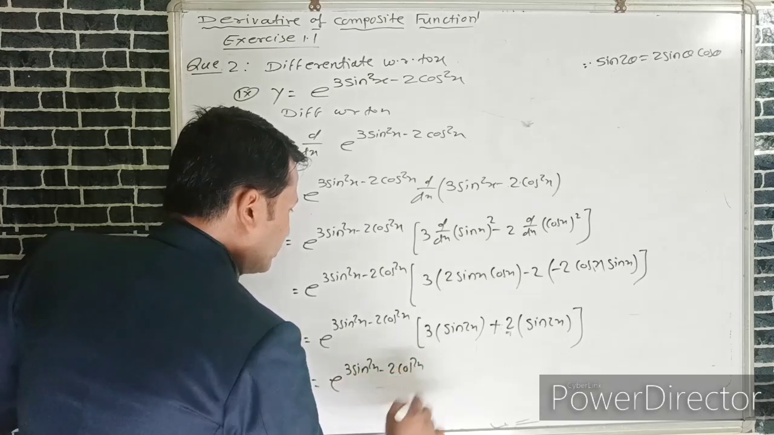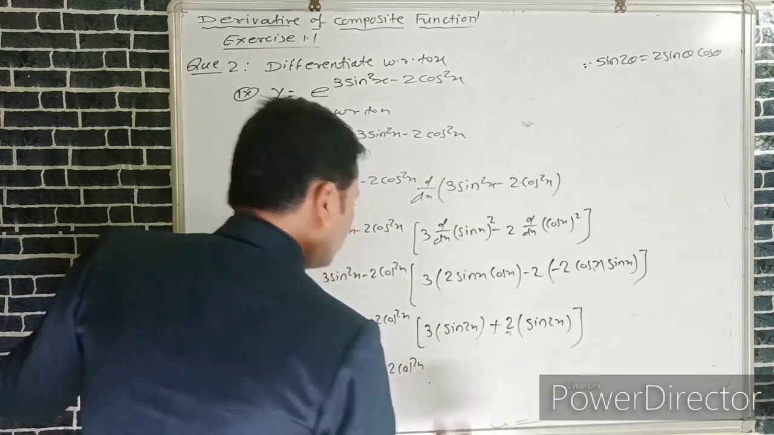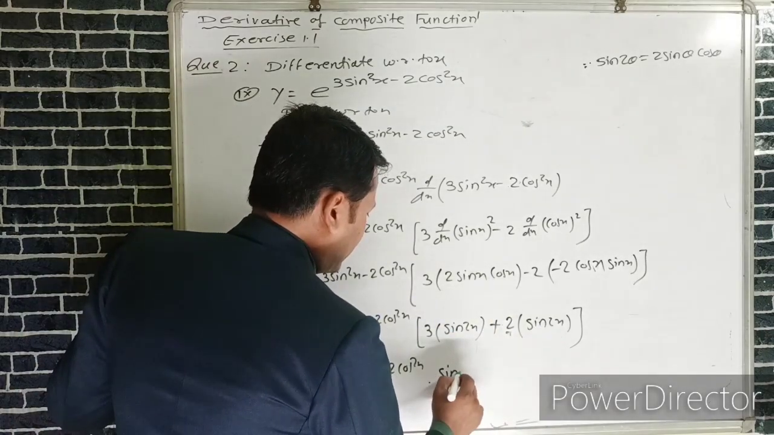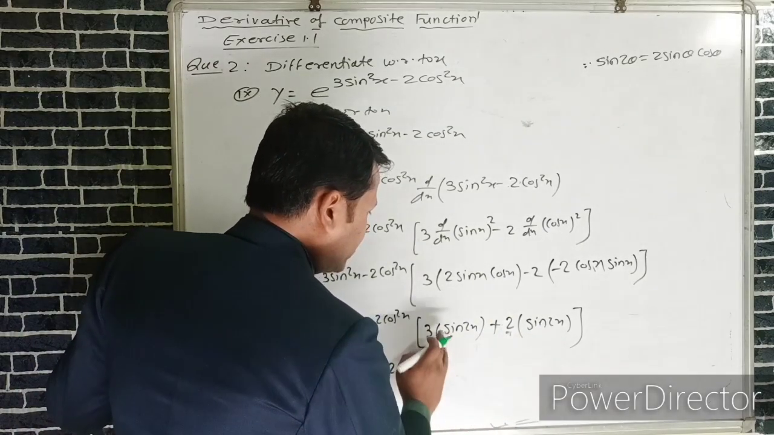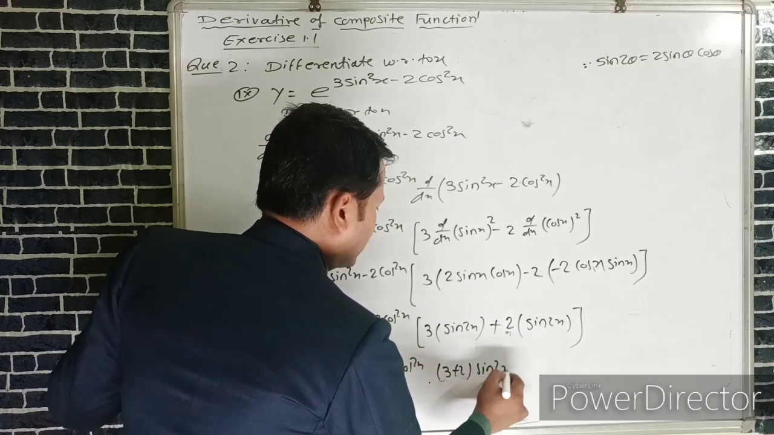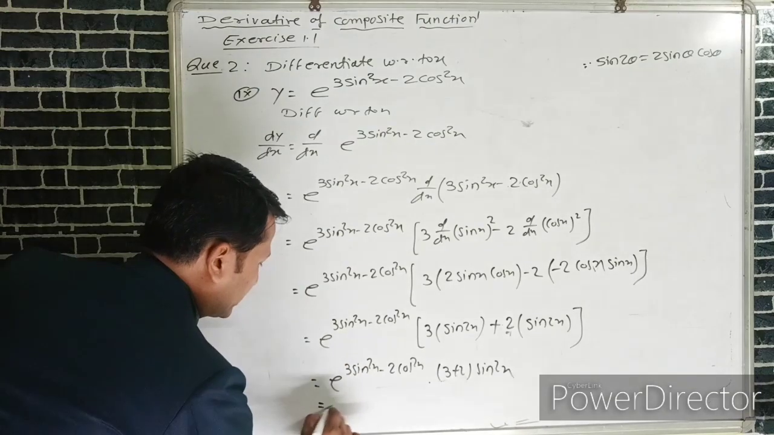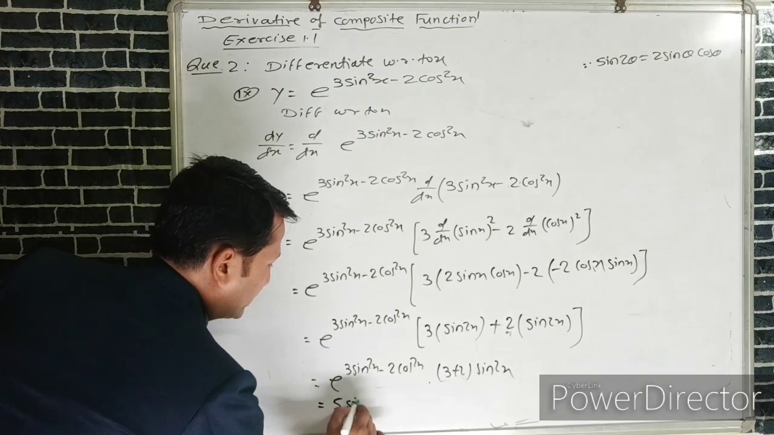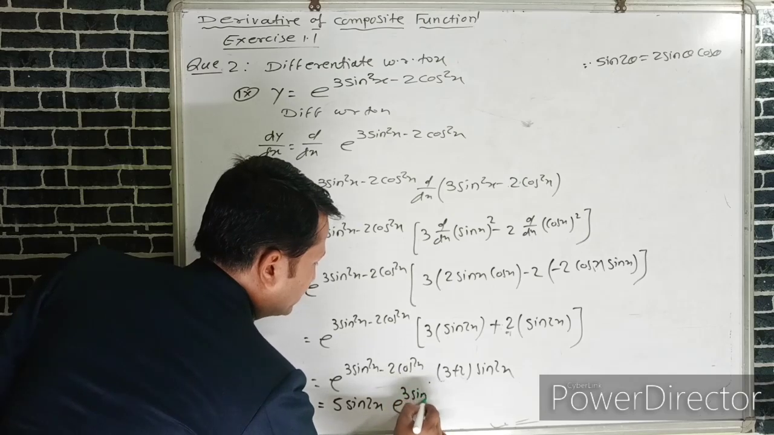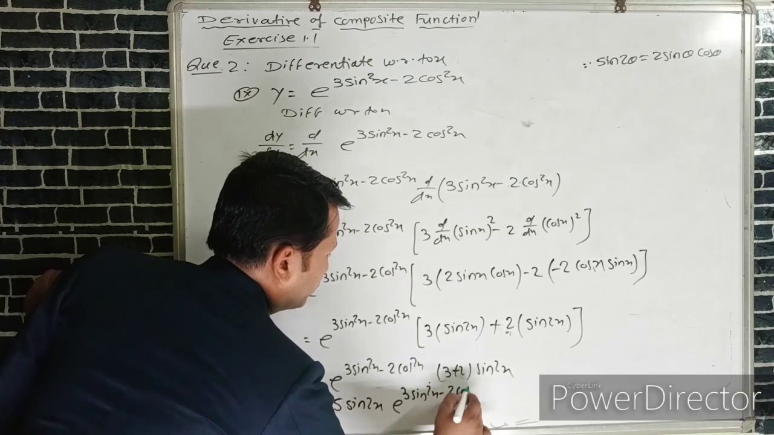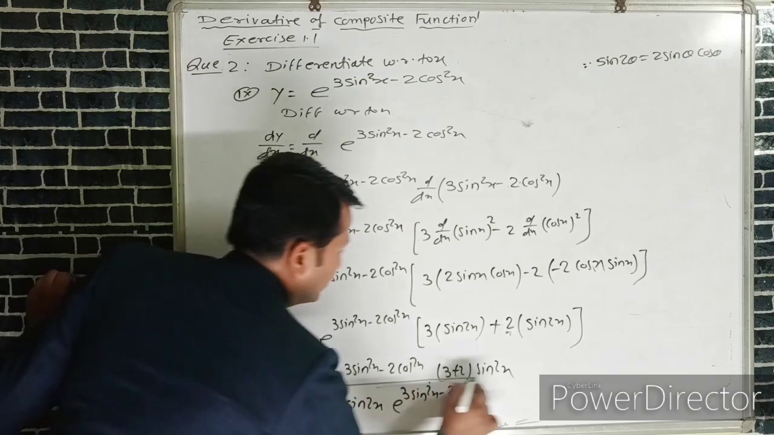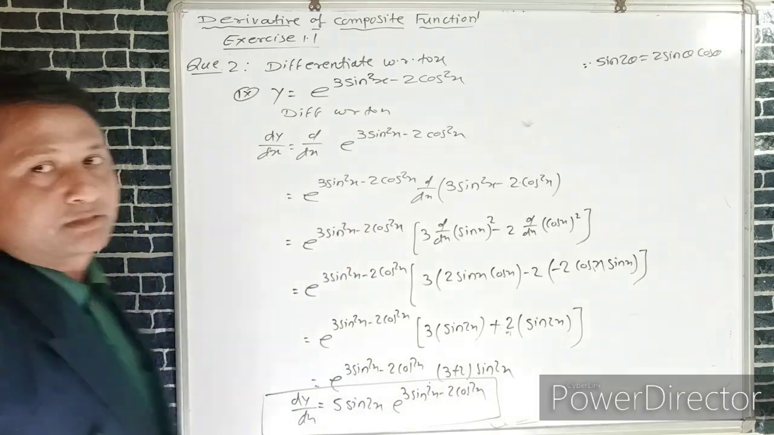That is equal to e raised to the power 3 sin square x minus 2 cos square x into, here we take sin 2x common, hence 3 plus 2 into sin 2x. 3 plus 2 is 5. Hence we can write 5 sin 2x into e to the power 3 sin square x minus 2 cos square x, which is the required derivative of y, dy upon dx.